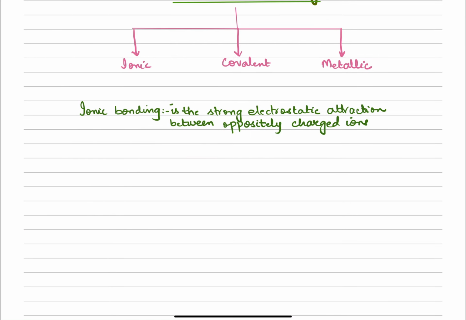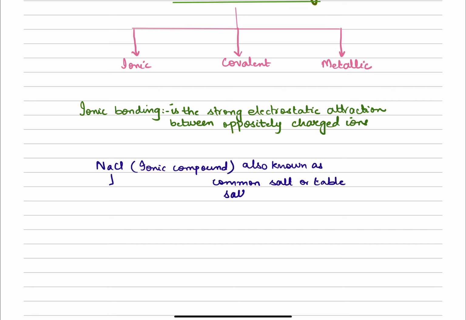When I talk about an ionic compound called NaCl, this NaCl is an ionic compound, which is basically the common salt or the table salt, which is used in food flavorings. This NaCl contains two ions, the sodium cation and the chloride anion.